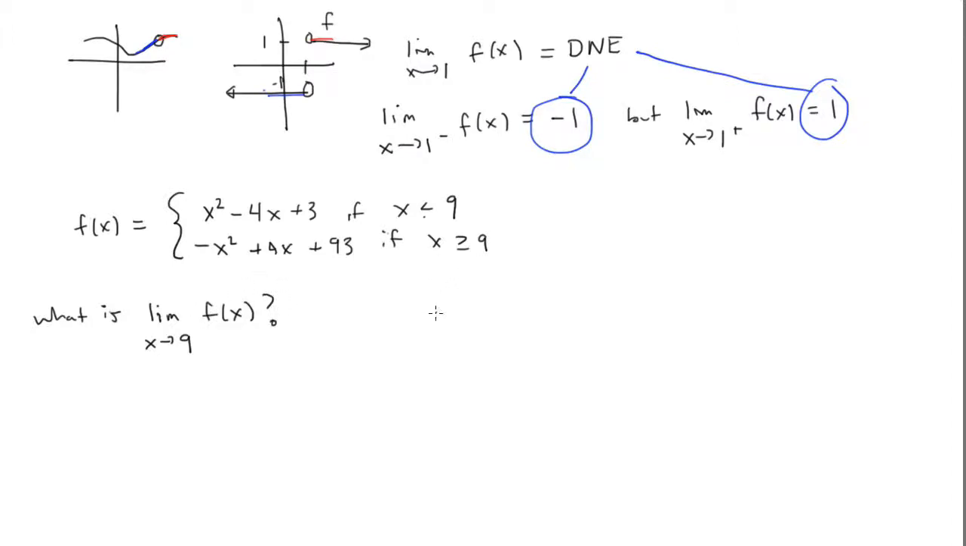Okay, so to do this, we actually need to split this into two questions. Let's first compute the limit from the left, and then separately we'll compute the limit from the right. Now, the limit on the left, if you're approaching 9 from the left, that means that the x's are smaller than 9, and so the first line of the function is in control. So that's the one that we'll use.